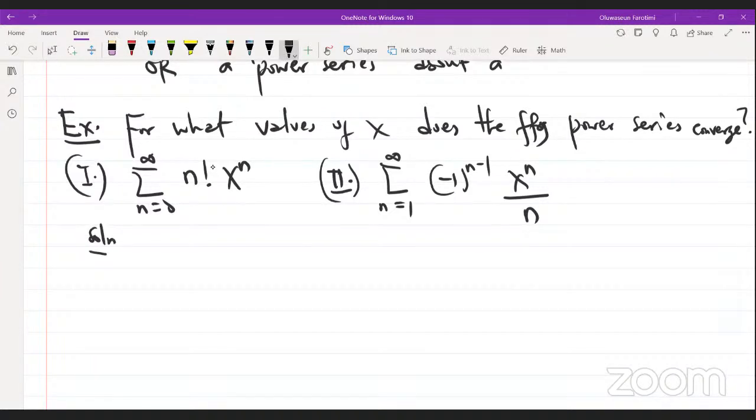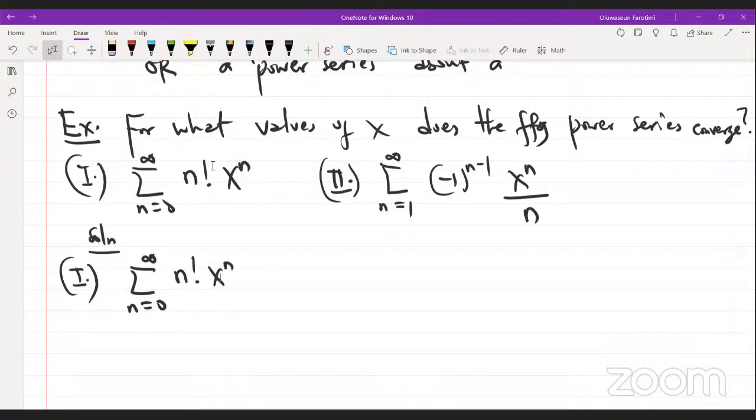Solution. Let's start with the first one. The first one is a bit easier to handle. N goes from 0 to infinity, you have n factorial x to the power of n. Now, we really need to determine for what values of x it converges. One important test when you do power series is the ratio test. The ratio test is a very important series test. When you do power series, keep that in mind, guys.